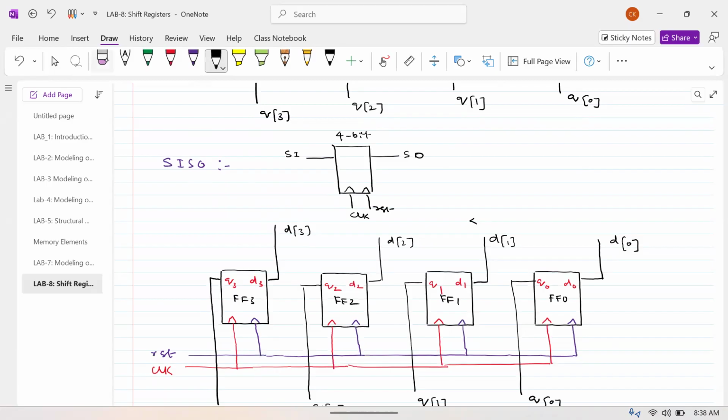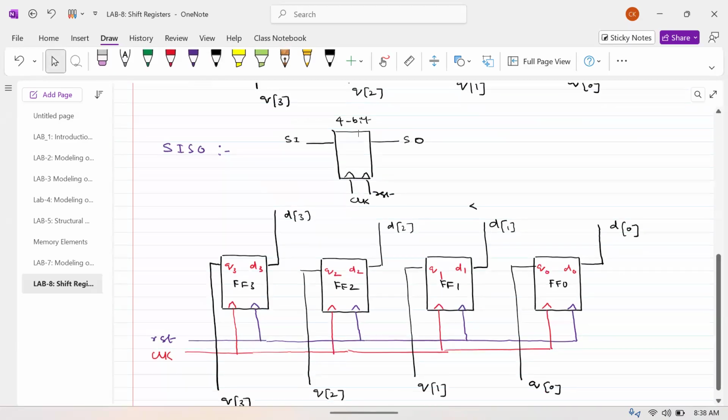Now, what should be the connection? You can see the top level model having only one input, only one output, and one clock signal. So we have to connect this. Therefore, the input must be something. Of course, you should say serial in, serial out, fine. But where you are applying the serial in and where you are getting the serial output, that's the question. We apply the serial in at the rightmost position, and we get the output at the leftmost position. Therefore, there are 2 possibilities.